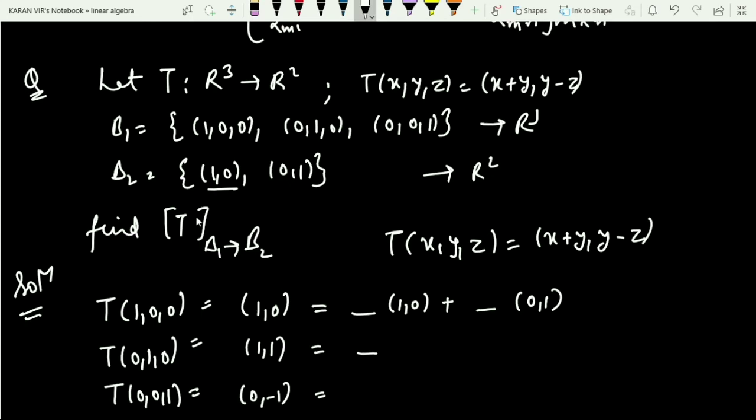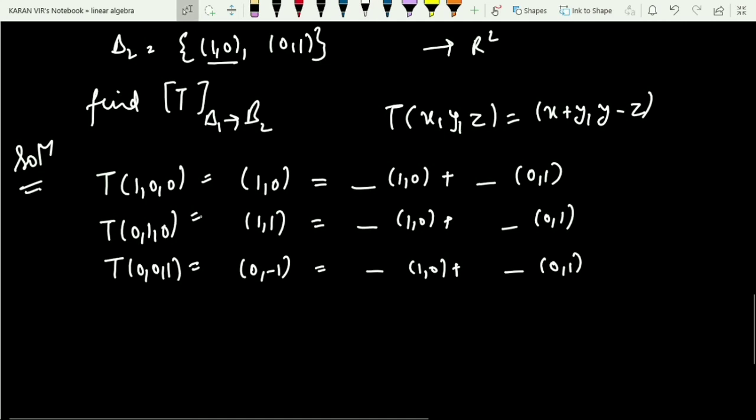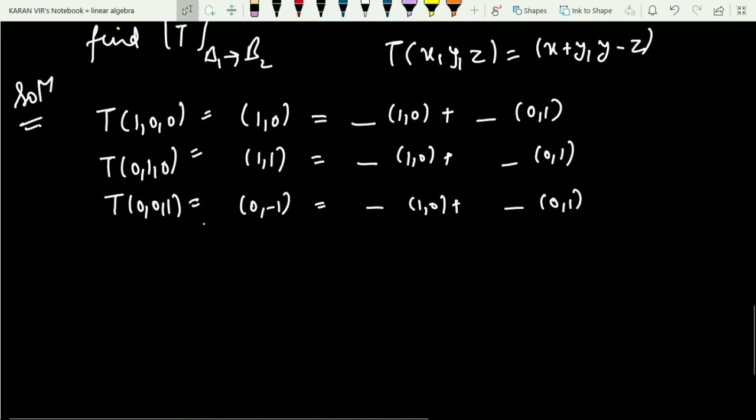Similarly you need to write this as some constant times 1 0 plus another constant times 0 1, and similarly for the last one. So now our task is to find these coefficients. How can we calculate these coefficients? From here it is very easy, you can easily observe. 1 0 can be written as 1 times this and 0 times this, correct. How can you write 1 1? 1 times this plus 1 times this, and you can easily verify. Here it should be 0 times this vector and minus 1 times this vector.